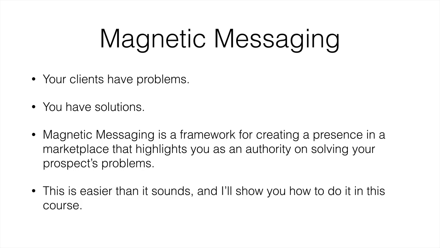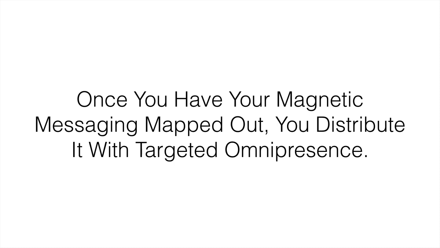As a matter of fact, I'm going to show you how to do all of that during this part of the course. But here's the deal. Once you have your magnetic messaging mapped out, you distribute it with something called targeted omnipresence. So in this video, I'm going to give you an overview of how targeted omnipresence works. And then in the next video, I'm going to show you how to map out magnetic messaging. All right, so let's talk about targeted omnipresence. And this is an overview of the entire process, okay?